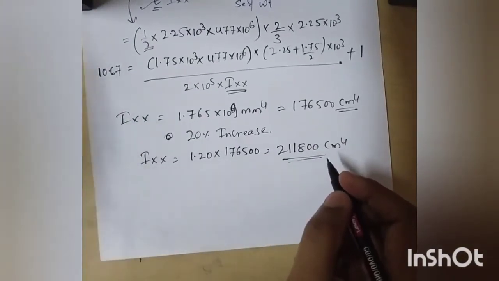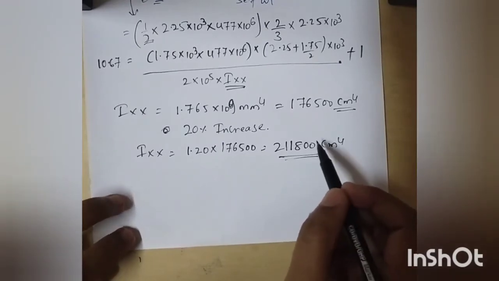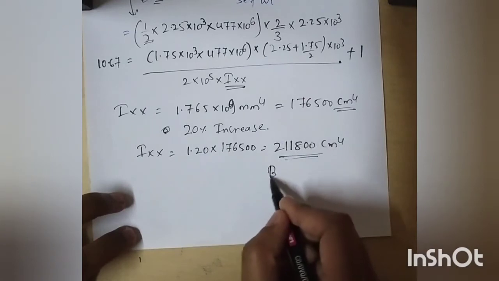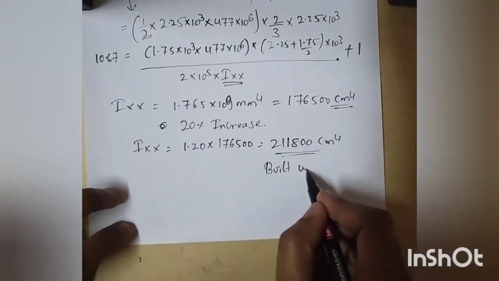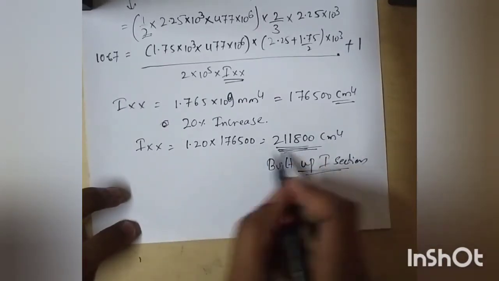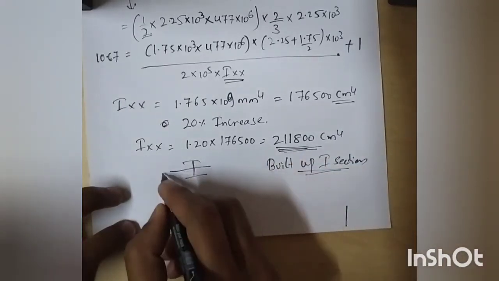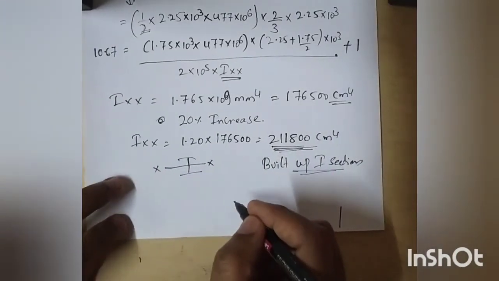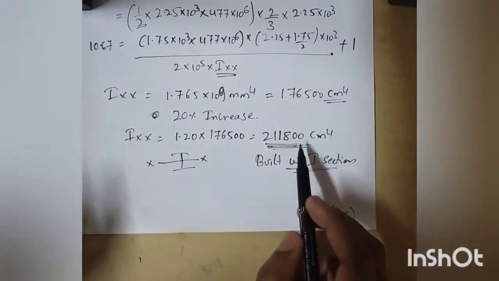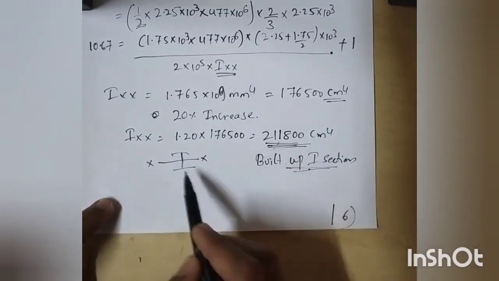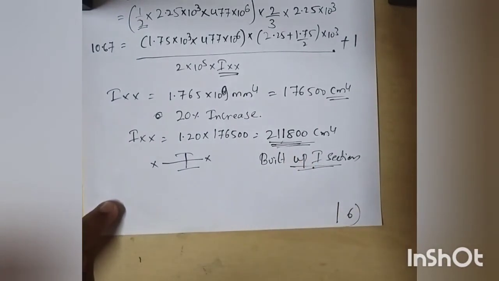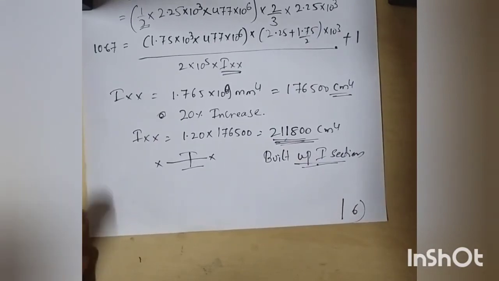Now referring to the steel table, we have to find a built-up I section having a moment of inertia equal to this much. We should be referring to the moment of inertia about this horizontal x-axis. So we will try to locate the built-up I section having a moment of inertia equal to or greater than 211,800 centimeter raised to 4.